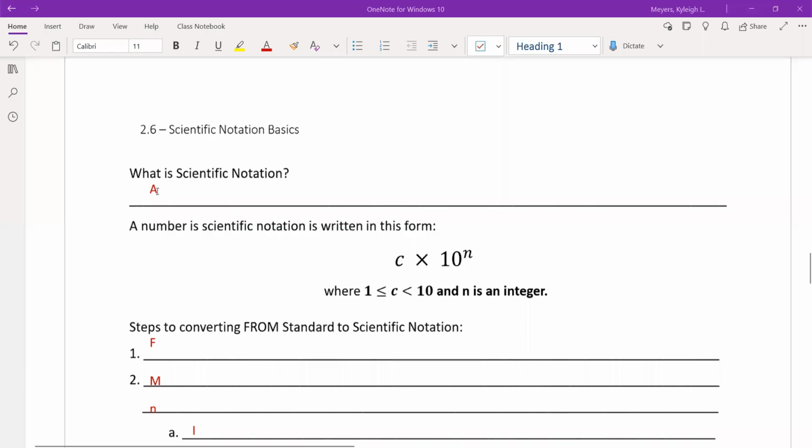All right, so we are going to start a new topic called scientific notation. You might be wondering, what is scientific notation? It's just an easier way to write larger numbers.